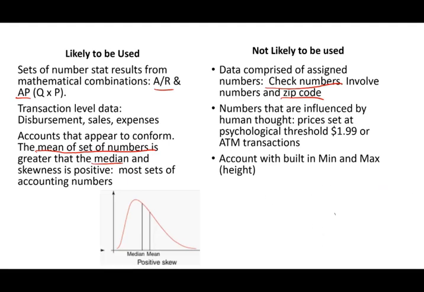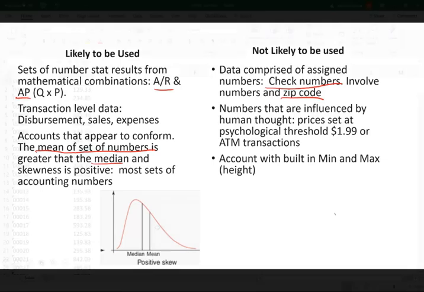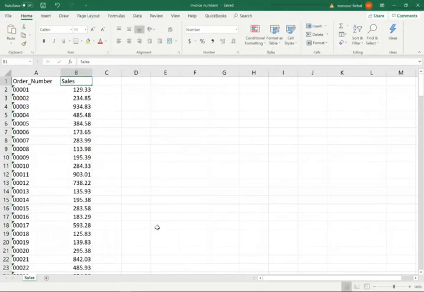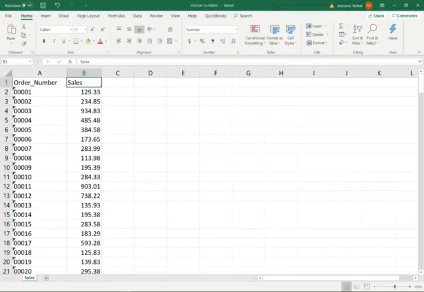So to illustrate the concept, let's take a look at actual accounting data and run Benford's Law. We're going to be using this set of data with order number and sales. Here are the order numbers, and we have 200 order numbers. We could have 2,000 or 3,000, it doesn't matter. And here are the amounts for each order number.